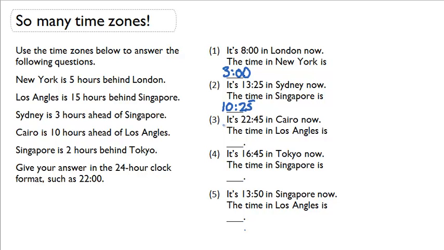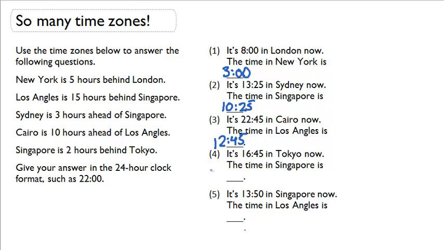Number 3. It's 22:45 in Cairo now. The time in Los Angeles is, well, Los Angeles is 15 hours behind Singapore. That doesn't tell us much, but we also know that Cairo is 10 hours ahead of Los Angeles. If Cairo is 10 hours ahead, Los Angeles is 10 hours behind Cairo, which means we can take 10 hours away from 22:45 to get 12:45.